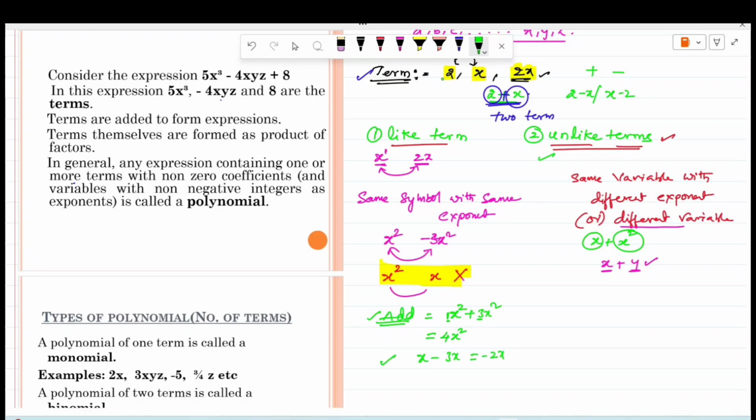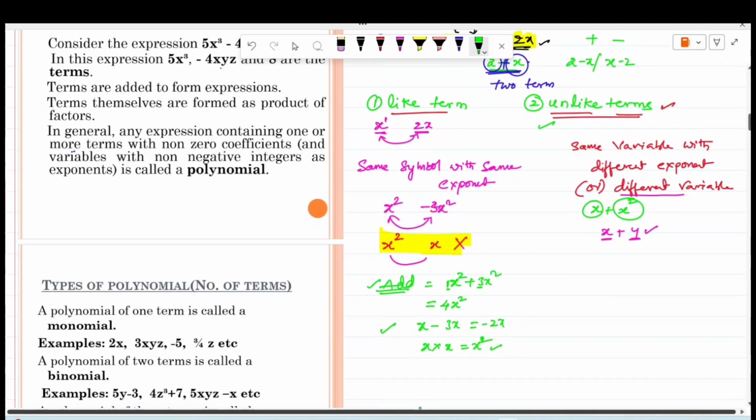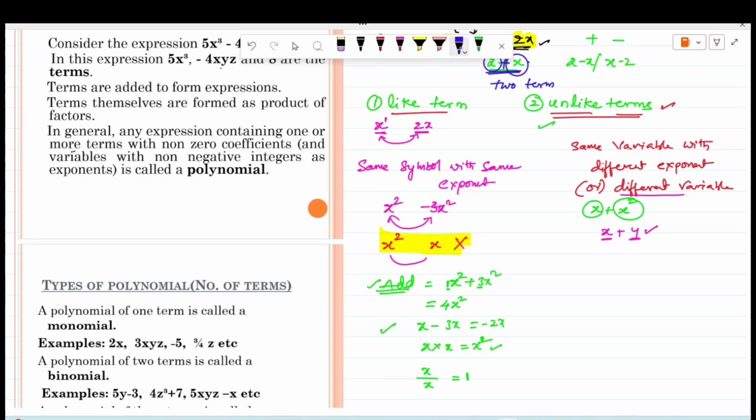So subtraction is also possible. Multiplication: x into x, we get the exponents added, so you get x square. So multiplication is also possible. And whether division is possible or not, definitely in like terms division is also possible. x divided by x leads to 1. Then we can conclude that addition, subtraction, multiplication, and division are all possible. So remember, all these mathematical operations can be done using like terms.